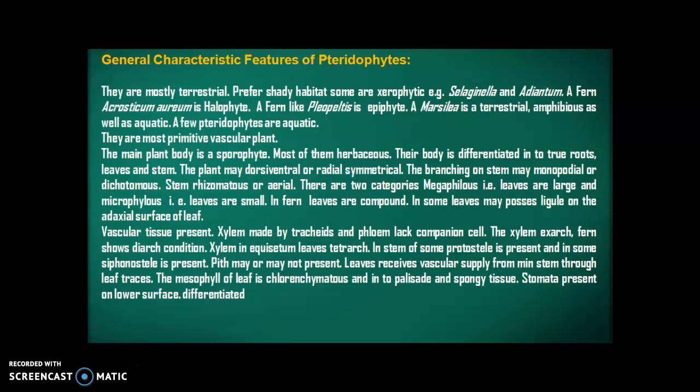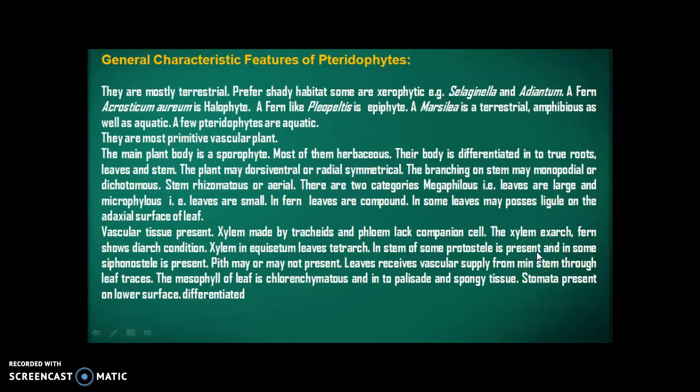There are two main categories of pteridophytes, megaphyllous and microphyllous. Megaphyllous means with large leaves and microphyllous means with small leaves. In some of the pteridophytes, the ligule is present on the adaxial or inner surface of the leaf. In the pteridophytes, vascular tissues are present. Xylem shows presence of tracheids. Vessels are absent, whereas phloem shows the lack of companion cells.